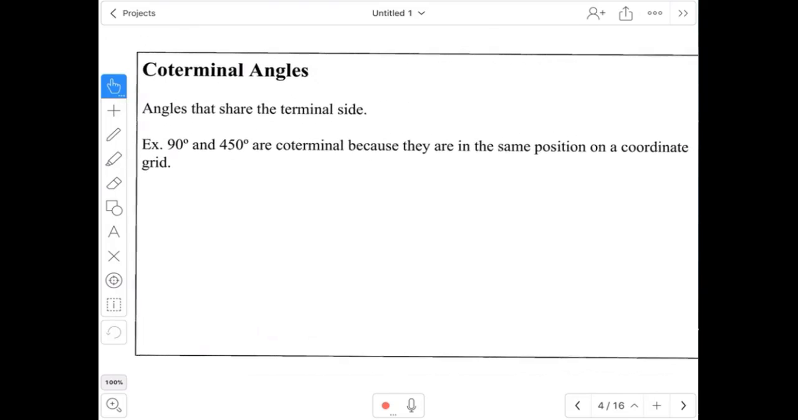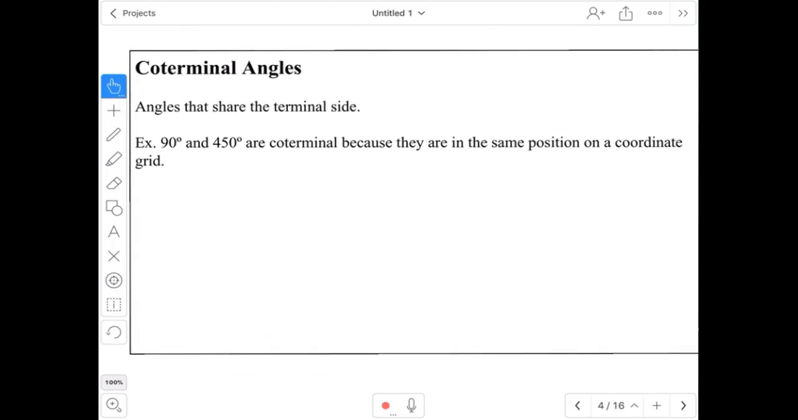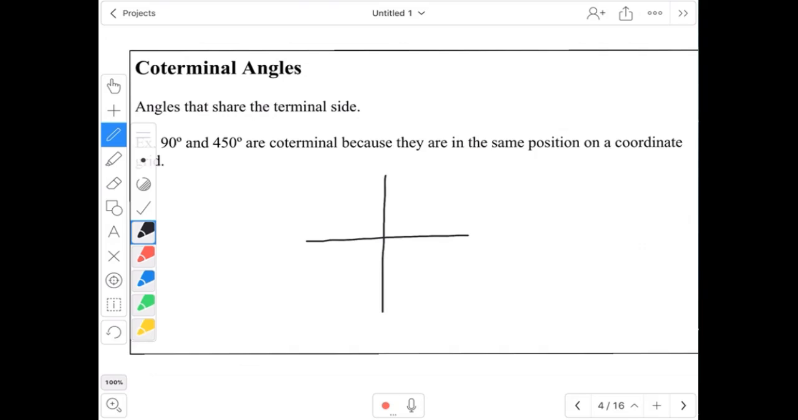Okay. So the next concept in this lesson is taking a look at coterminal angles. Now, coterminal angles would be any type of angle that would share the same terminal side, which means that the terminal side of the angle is just in the same position. So really, there are an infinite amount of coterminal angles, because we could always go around our Cartesian coordinate system one more time. We can always add another 360 degrees or subtract another 360 degrees in order to get that same position.